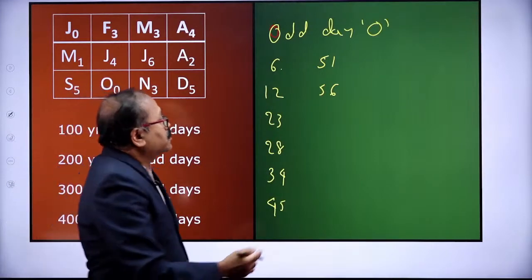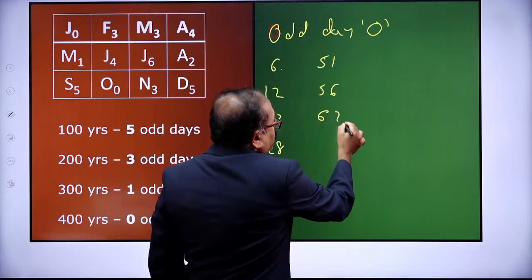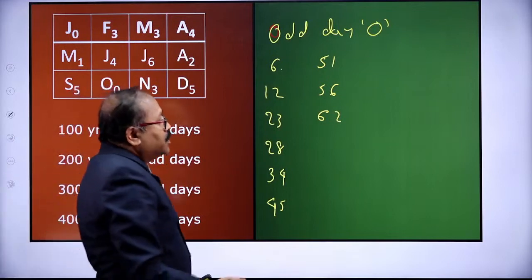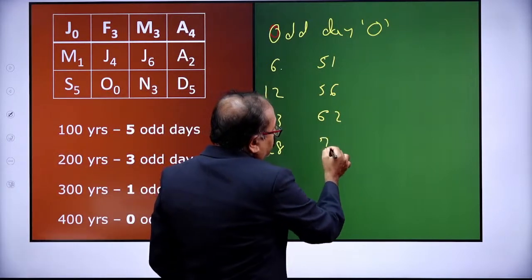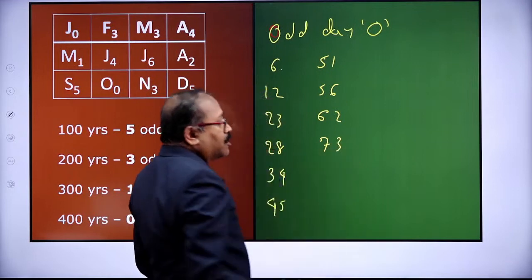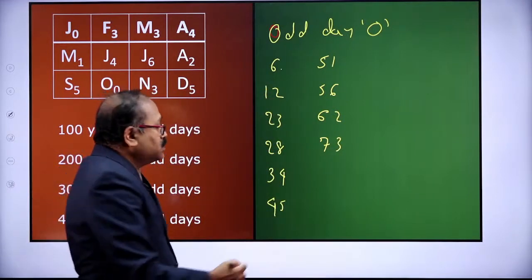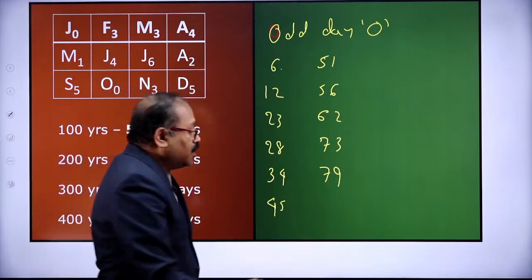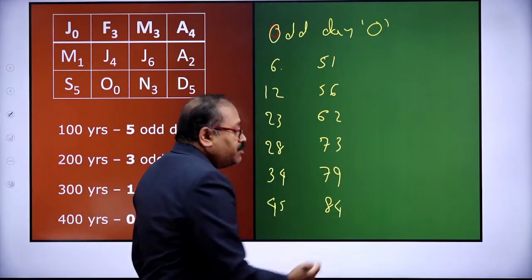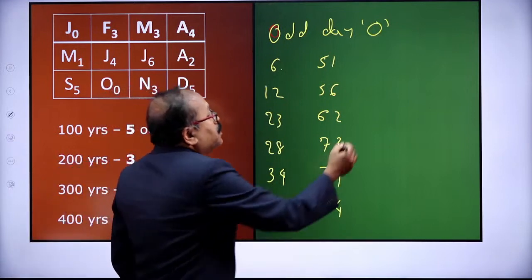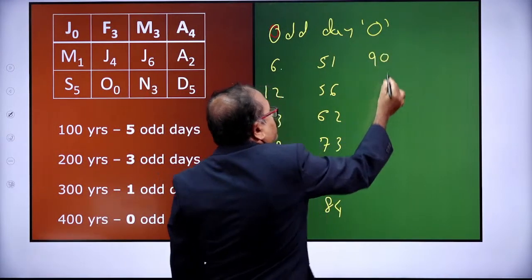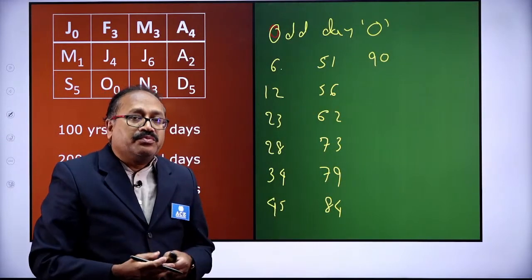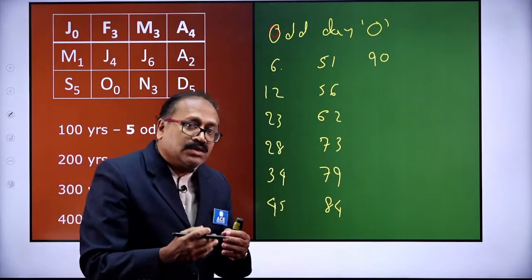And next, 62 years, odd day will be 0. Next, 73 years, odd day will be 0. 79 years, odd day will be 0. 84 years, odd day will be 0. 90 years, odd day will be 0. If you keep these figures in mind, the question can be answered much faster.